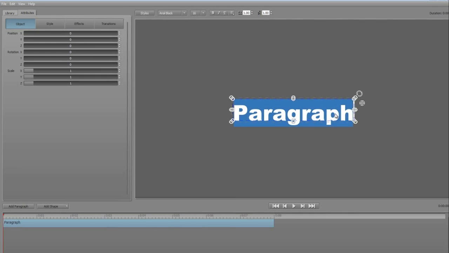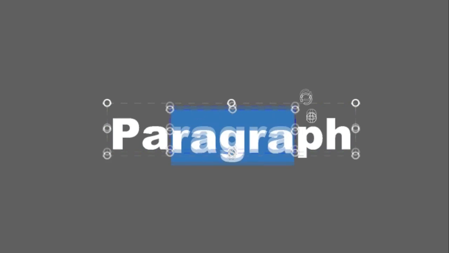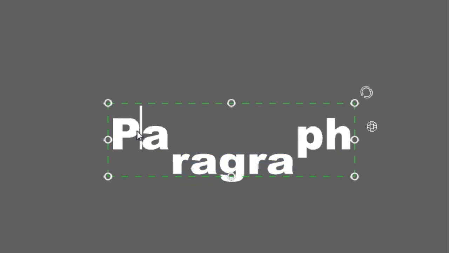At the moment the entire text is highlighted, and this is shown by the blue background and the grey bounding box. If I highlight a portion of the text, then any changes I make will only affect that portion. Titler is great in that you can change any attributes of the whole paragraph, or individual words, or even single characters.